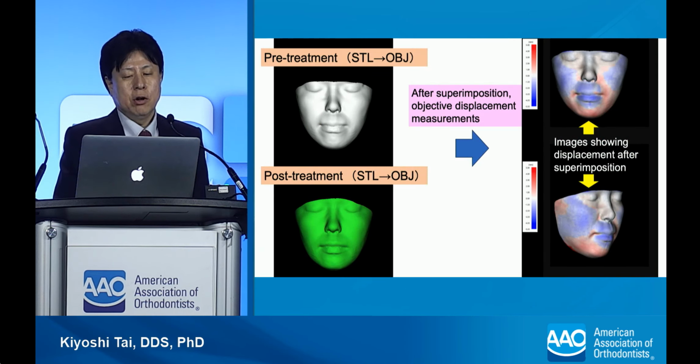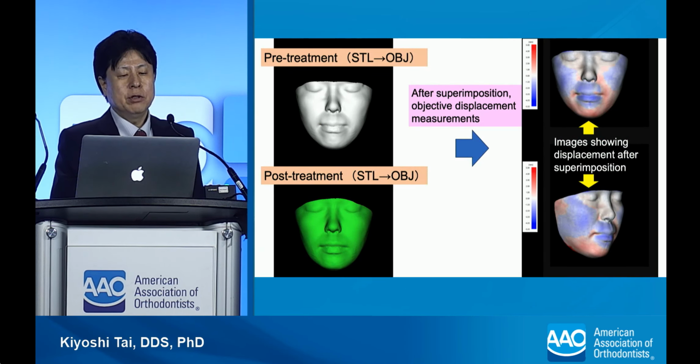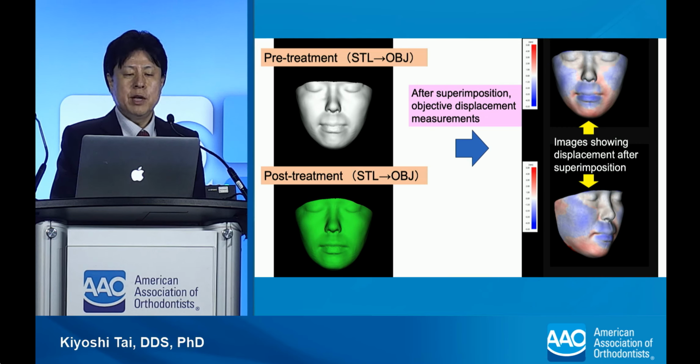On the left are the OBJ data of the pre- and post-treatment. On the right are the objective displacement measurements. You can see her lips have retracted, and her chin has moved forward.